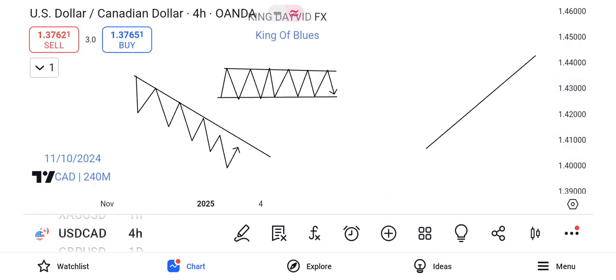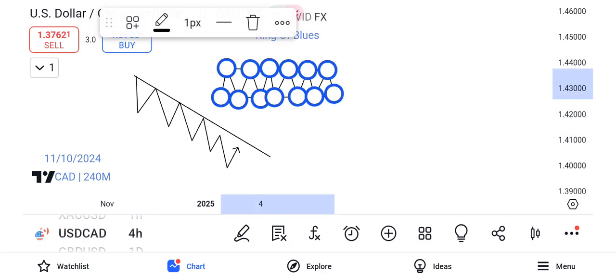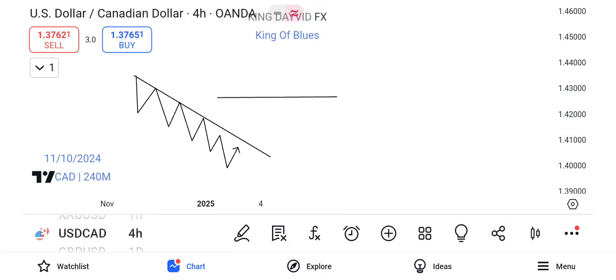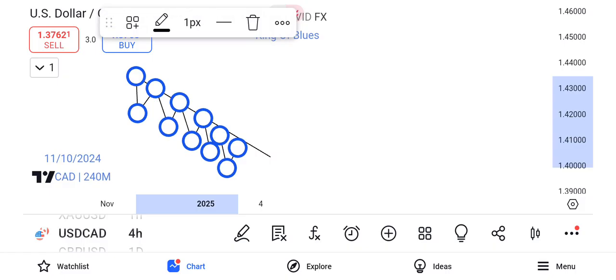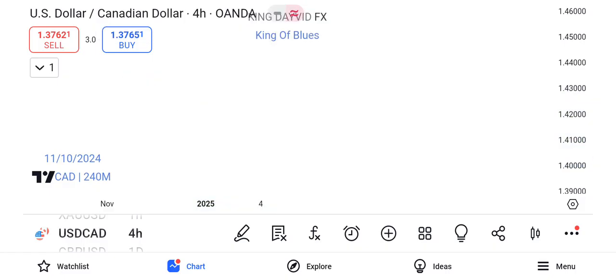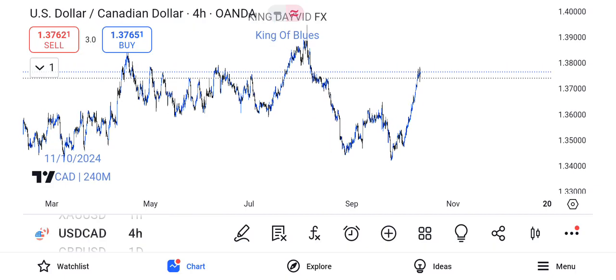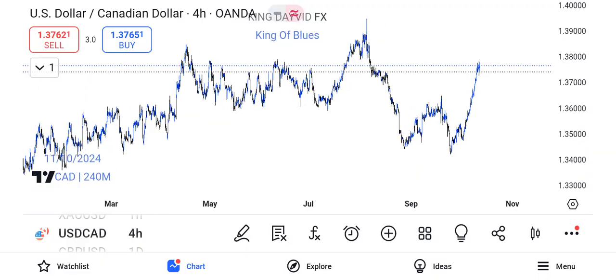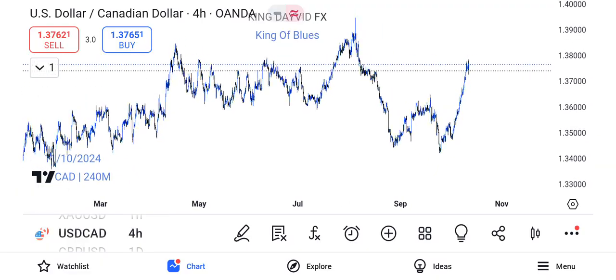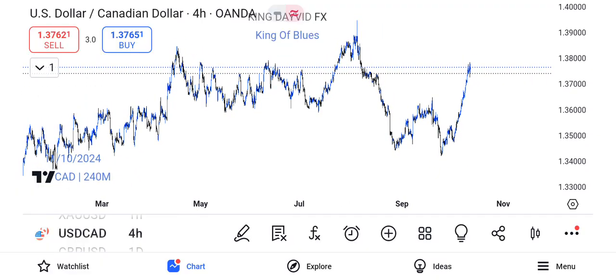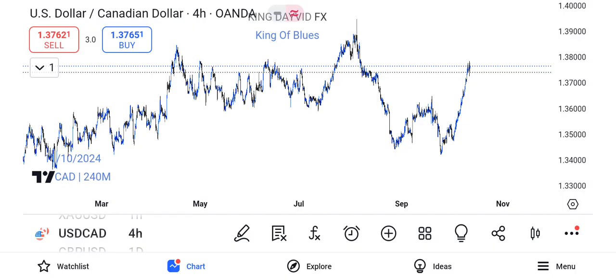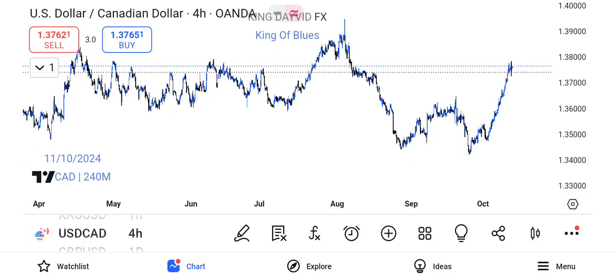Alright, so let's get into the chart and look at a practical example of market structure. Don't forget I said market structure is simply the direction of the market. So if you look at this price right now, we would see that this price is currently going in a downtrend.